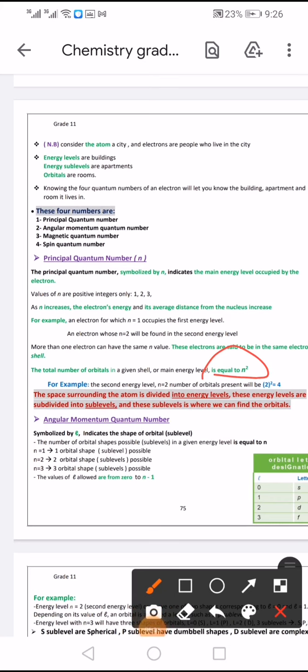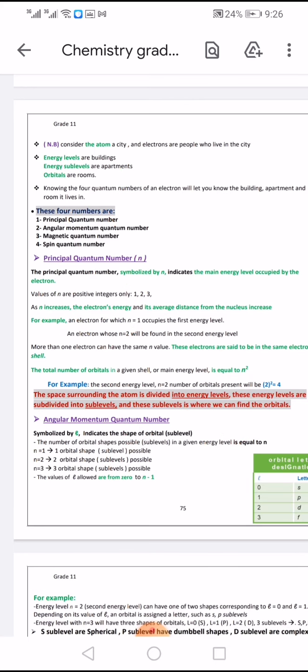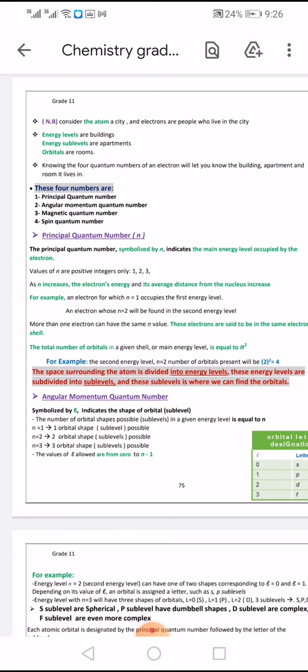If I want to know how many orbitals are in an energy level, we use the equation n power 2. For example, if n, or the energy level, equals 2, how many orbitals are in this second energy level? 2 power 2 equals 4. So we have 4 orbitals in the second energy level.